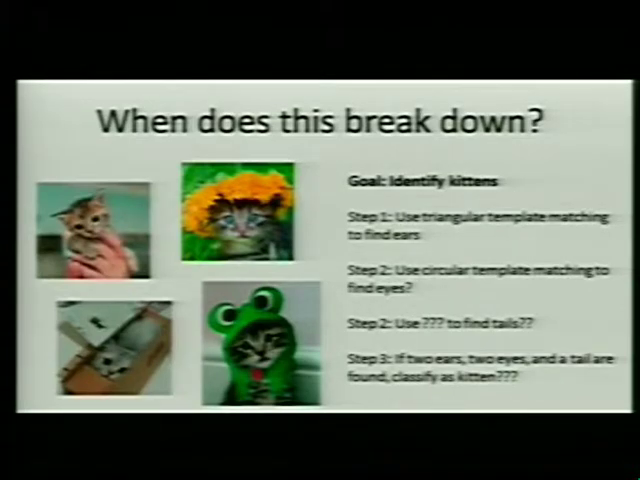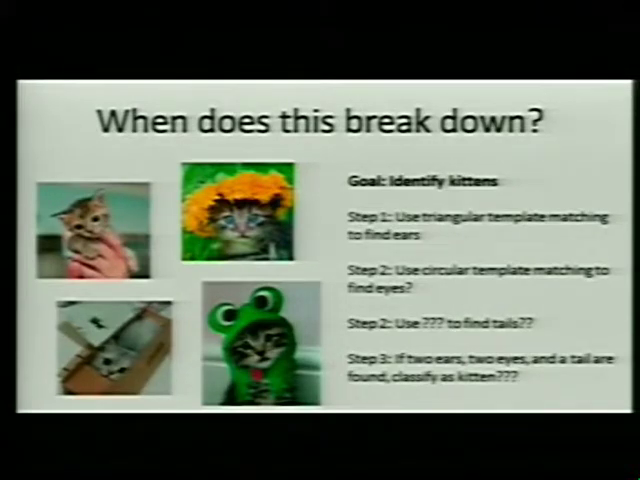For a human, this is very easy because we've seen a lot of kittens. These four pictures are all obviously kittens, even though there are some adversarial examples in here. For example, this kitten is wearing a flower thing to disguise its ears. This one's hiding in a box, and this one is pretending to be a frog. But it hasn't fooled any of us because we know what a kitten is.